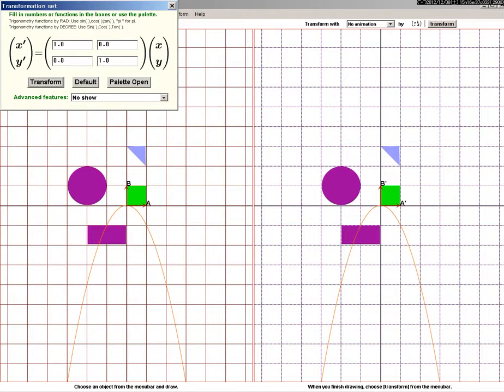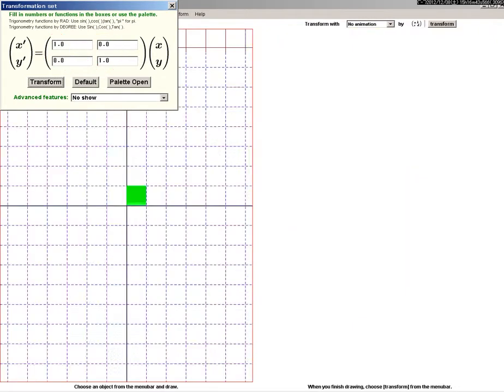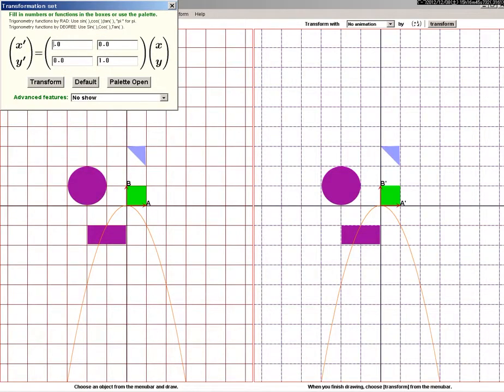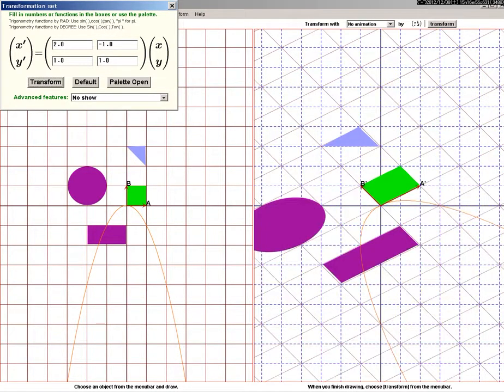So there is no change, obviously, because the 1, 0 vector moves to 1, 0, and the 0, 1 vector moves to 0, 1. So we're going to change this matrix to 2, 1, minus 1, 1, the same matrix we saw in the PowerPoint. And this is the same image we saw in the PowerPoint, but there is a big difference because you can change the matrix easily and see the changes.